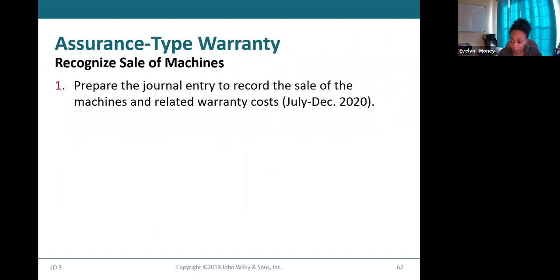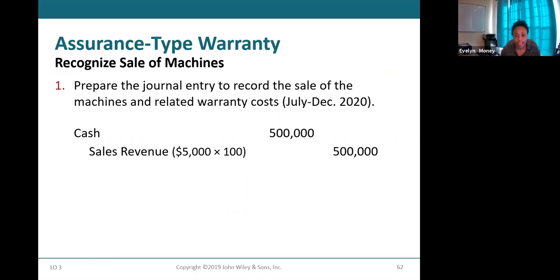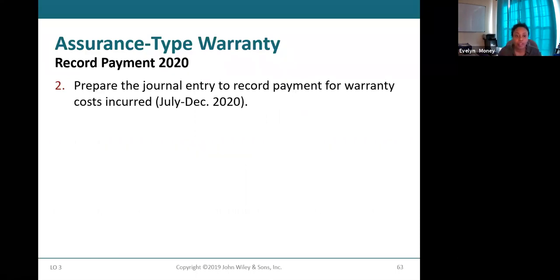So first, let's do the entry for the sale. I know we sold 100 of these units, and the sales price was $5,000 per unit, so we debit cash, credit sales. That's pretty straightforward. That's accounting one stuff. For number 2, let's do the entry to record the payment for the warranty costs incurred from July through December 2020.